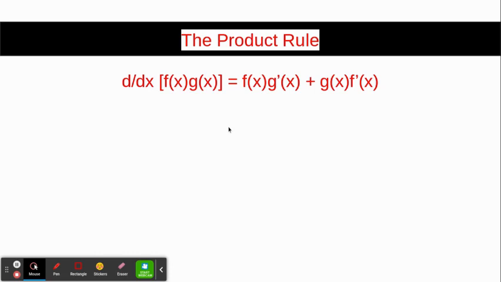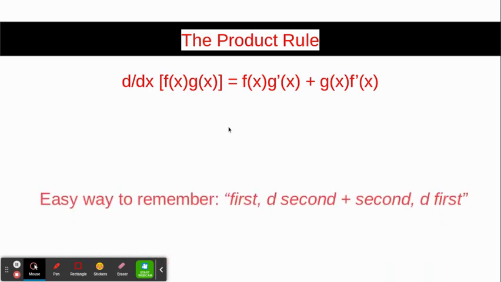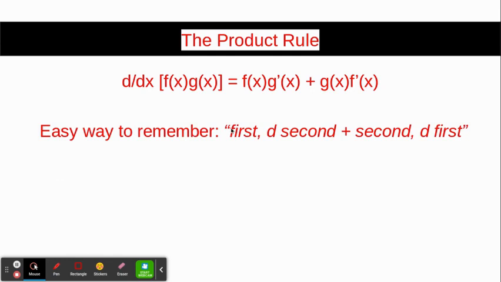An easy way to remember this, instead of just a bunch of letters, is first d second plus second d first, otherwise known as first function times the derivative of the second function, plus the second function times the derivative of the first function.